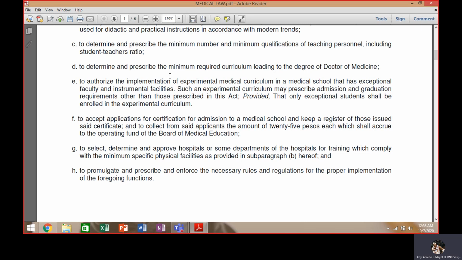Next, to authorize the implementation of an experimental medical curriculum in a medical school that has exceptional faculty and instrumental facilities, such that an experimental curriculum may prescribe admission and graduation requirements other than those prescribed in this act, provided that only exceptional students shall be enrolled in an experimental curriculum. So there's a qualification. So if a medical school has an experimental curriculum, those exceptional students are to be admitted. Okay?